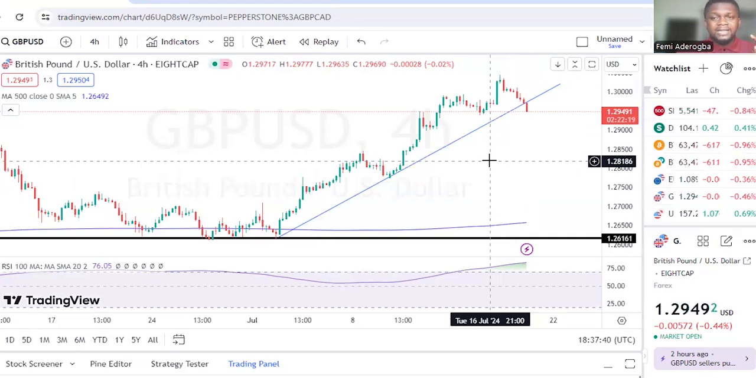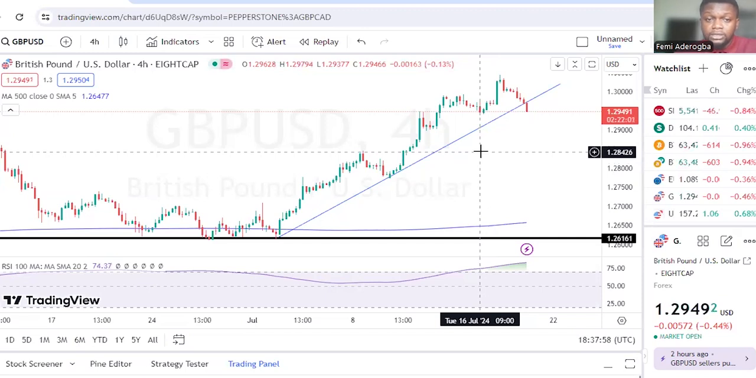Now that we've seen that the market is likely going to correct for a while, the best decision is to join the sellers in the market. That is the best. Join the sellers in the market. So now, how can you proceed? Honestly, if you have to proceed, you can proceed using so many strategies.